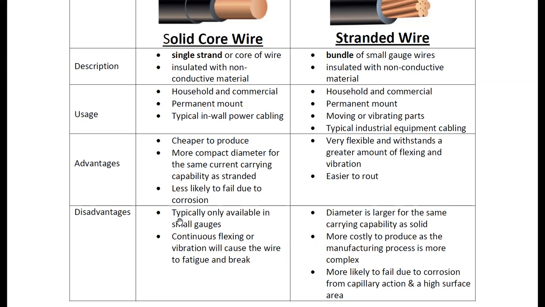Now, disadvantages for the solid core: typically available in smaller gauges, which means smaller thicknesses. Keep in mind, it's inversely proportional. The bigger the number of the gauge, the thinner the wire. It just goes the other way, right? So gauge 12 is thicker than gauge 14. And gauge 20, 22, or 24 are thin wires. Those are the wires that you're going to use for your breadboard electronics, labs and experiments and what you do, right? So you're probably going to have gauge 20, 22, sometimes 24.